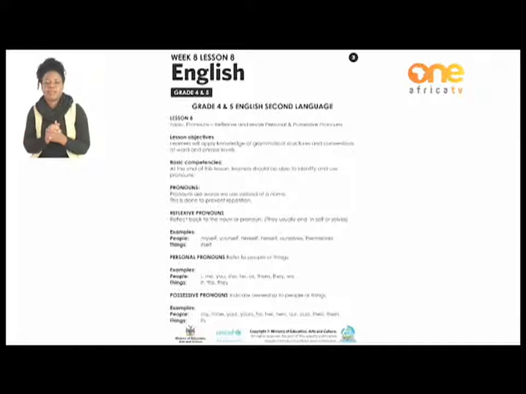Moving on to possessive pronouns. Chanel, can you still remember what a possessive pronoun is? Yes, you can still remember what a possessive pronoun is. A possessive pronoun shows ownership. It shows that something belongs to someone or something belongs to a thing. All right, now, examples of possessive pronouns when we are referring to people are my, mine, your, yours, his, her, hers, our, ours, their, theirs. When you are referring to things, it becomes its. Moving on to page 4.